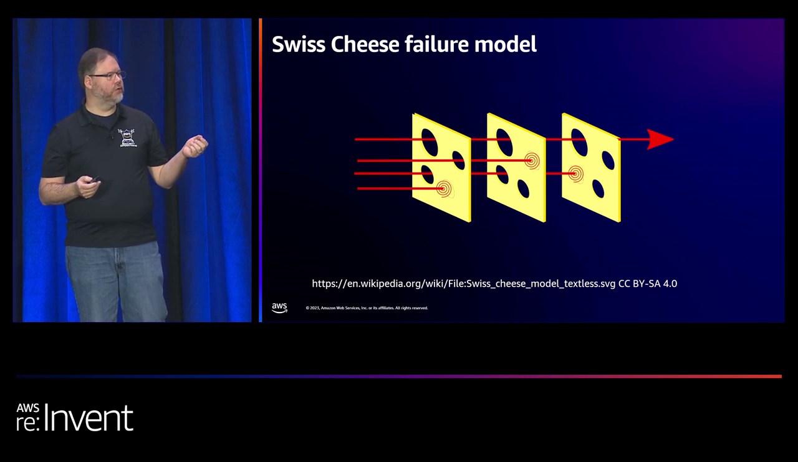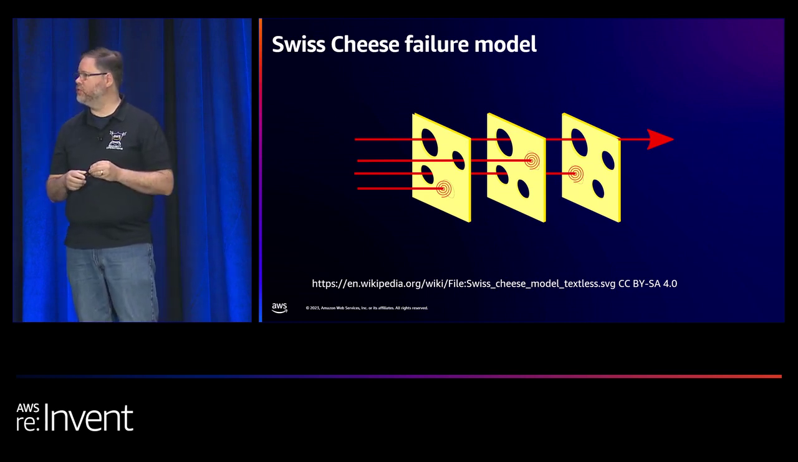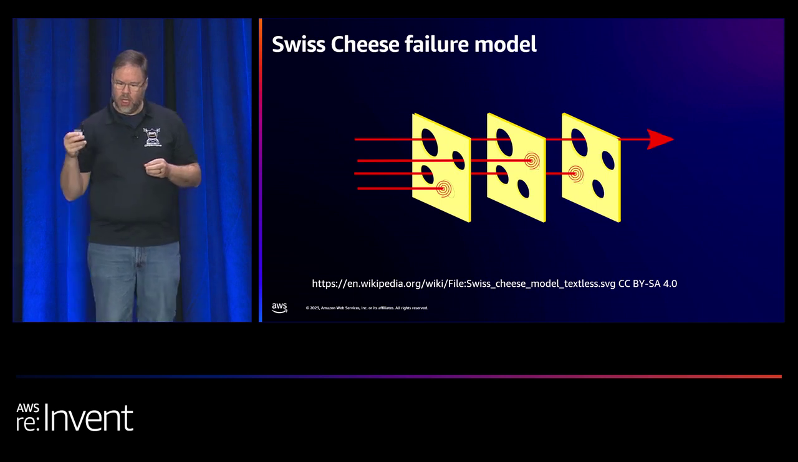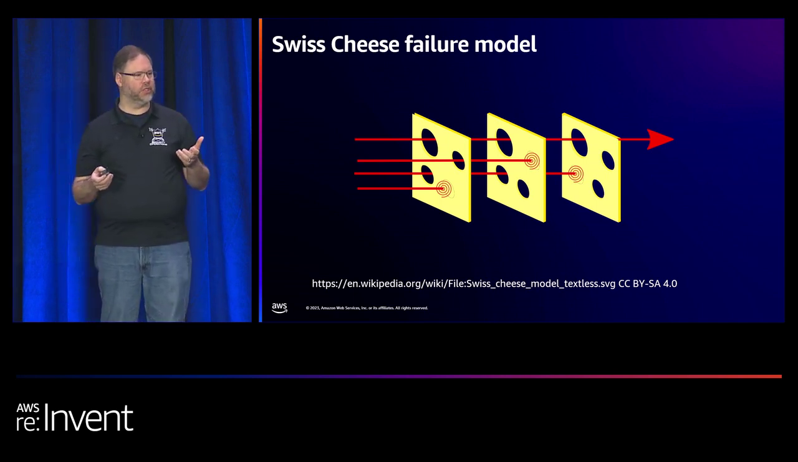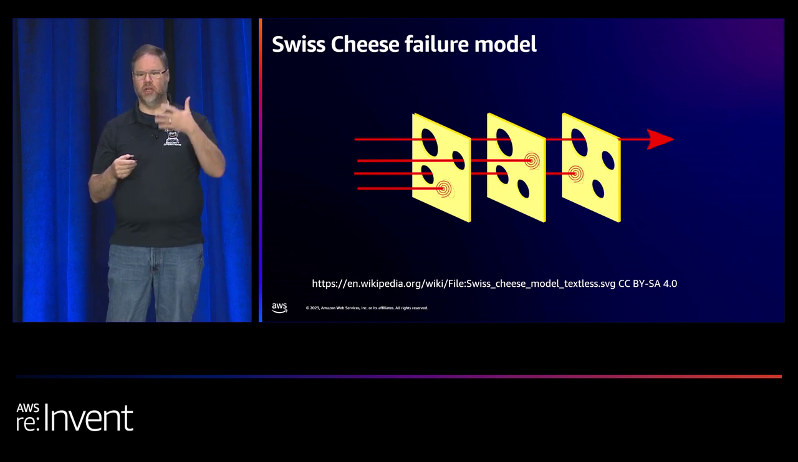This is a picture of the Swiss cheese model of failure. It was originally proposed by James Reason in 1990. Each of your mechanisms for preventing some failure is like a slice of Swiss cheese. Some number of inbound failures are going to hit the cheese, some number of inbound failures are going to hit one of the holes, and they're going to be let through.